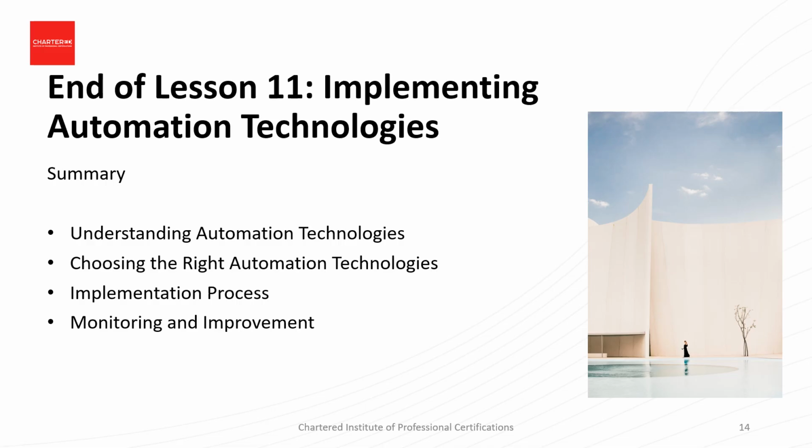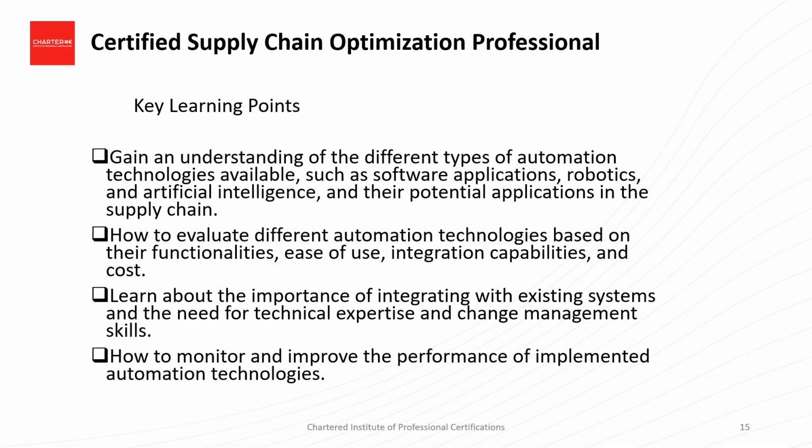And that completes the end of lesson 11, implementing automation technologies. To summarize, we looked at understanding automation technologies, choosing the right automation technologies and the implementation process, and finally monitoring and improvement. The key learning points were covered within this lesson.